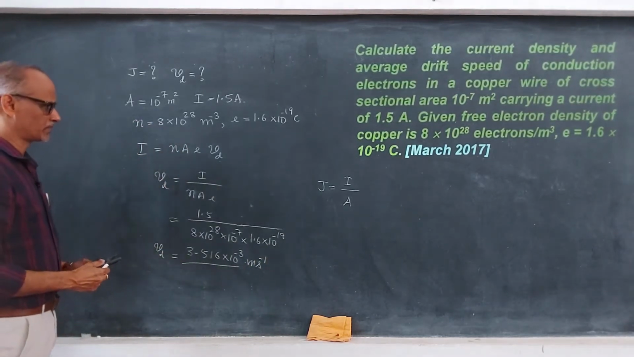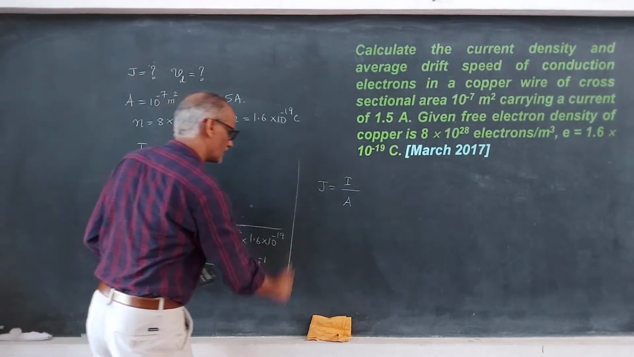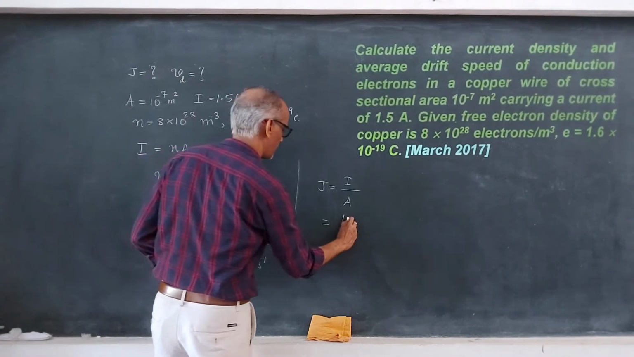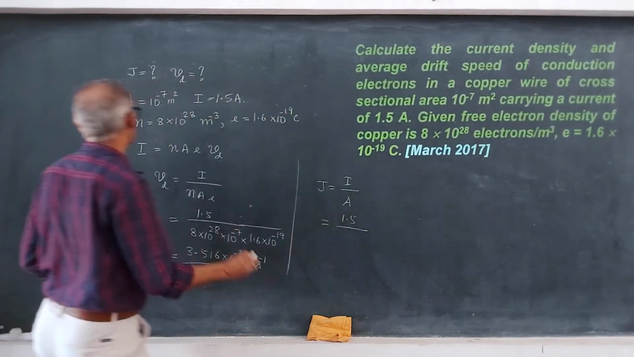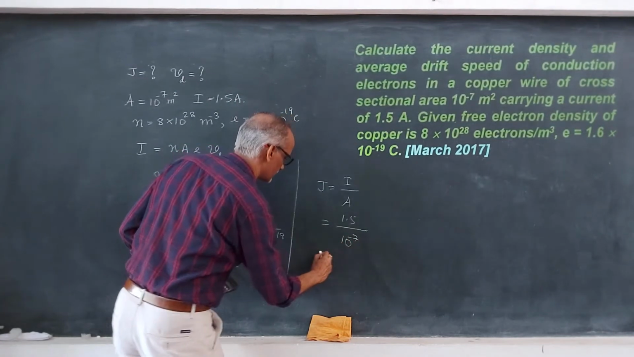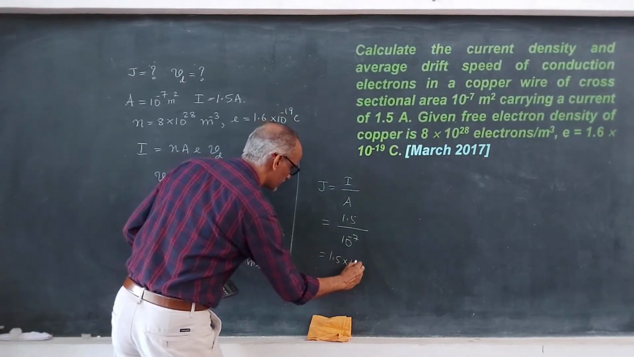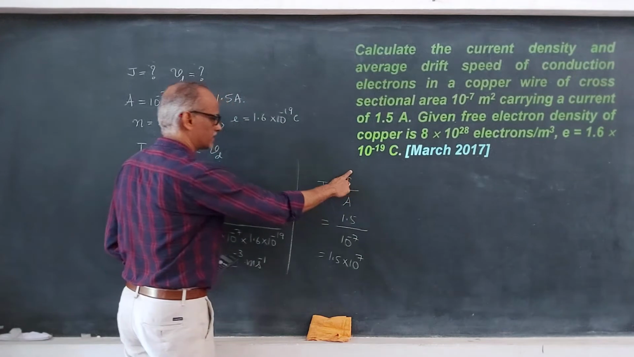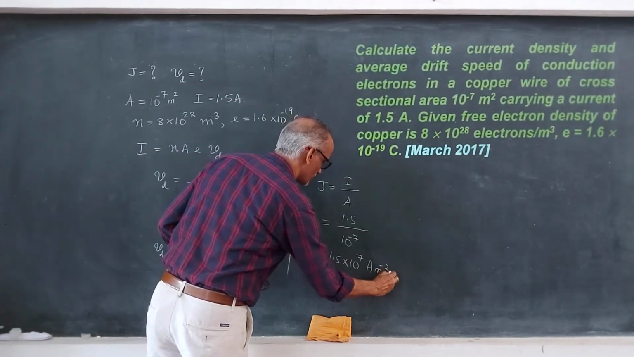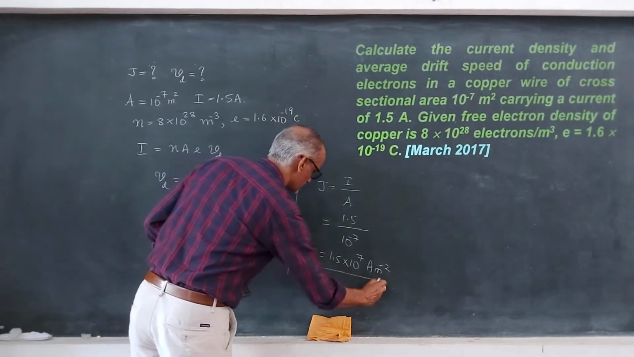So, it is a direct substitution problem. After that, current density, which is I by A: the value of I is 1.5, divided by the area of cross section, which is 10^-7. So, that will be 1.5 × 10^7. It is current per area, so ampere per meter square is the unit of current density.